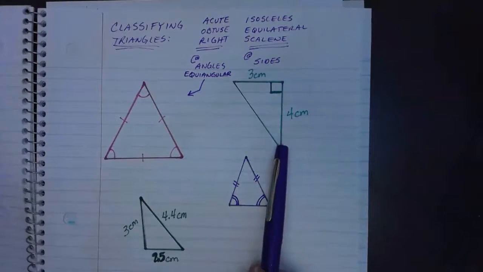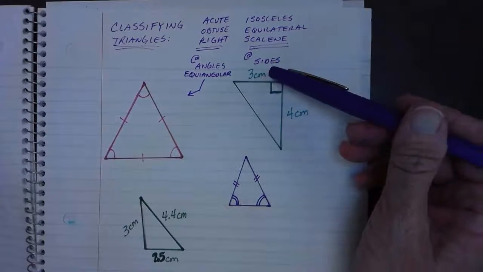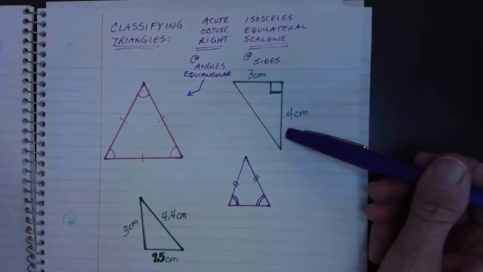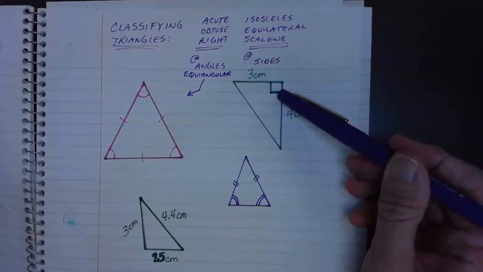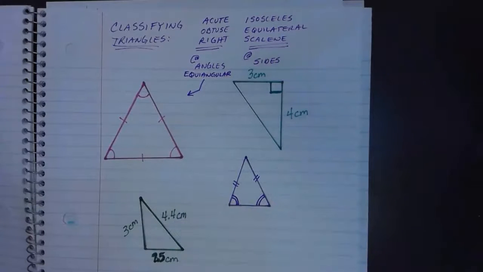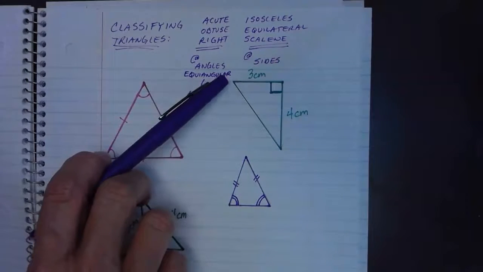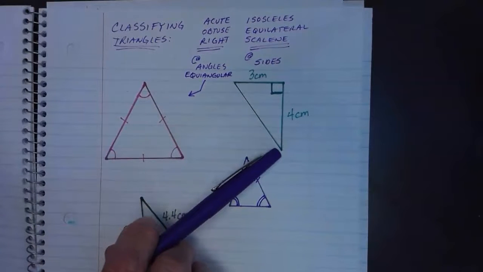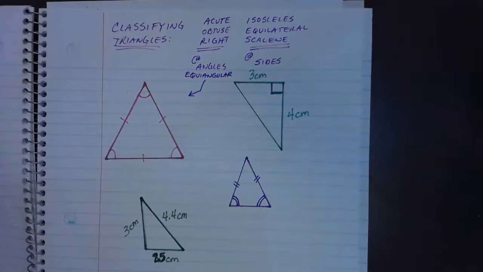On this triangle to the right, you have a side that's 3, a side that's 4, and you have a perpendicular mark. That is a right triangle. And if you know your Pythagorean theorem, you will easily be able to figure out the length of that side. I'm going to give you a hint in a minute, so I'm going to move on.